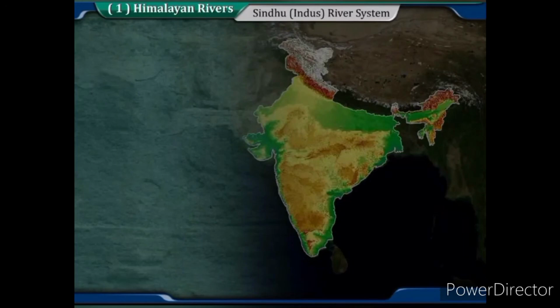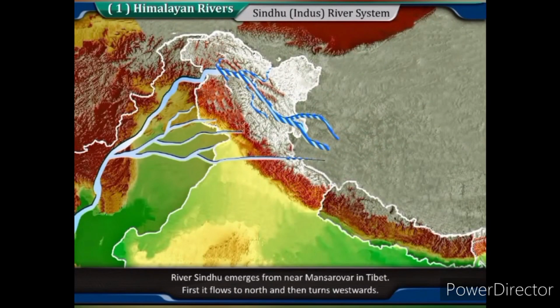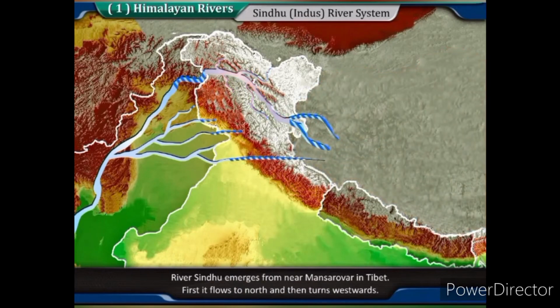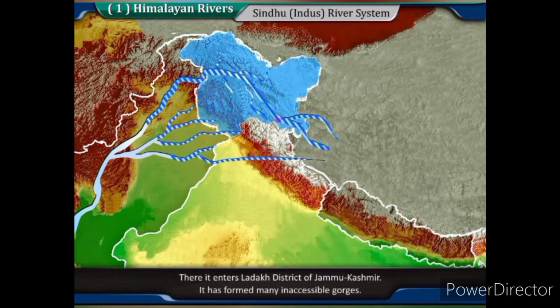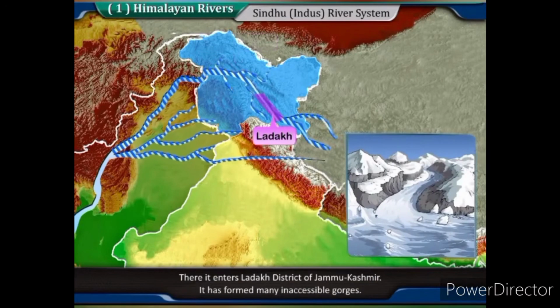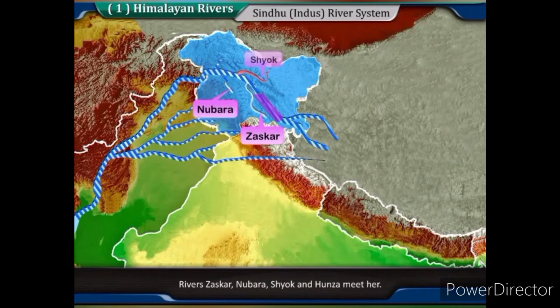Sindhu or Indus River System. River Sindhu emerges from near Mansarovar in Tibet. First, it flows to north and then turns westwards. There it enters Ladakh district of Jammu Kashmir. It has formed many inaccessible gorges. Rivers Zaskar, Nubara, Shok and Hansa meet her.